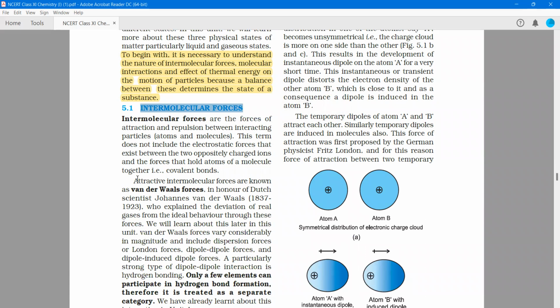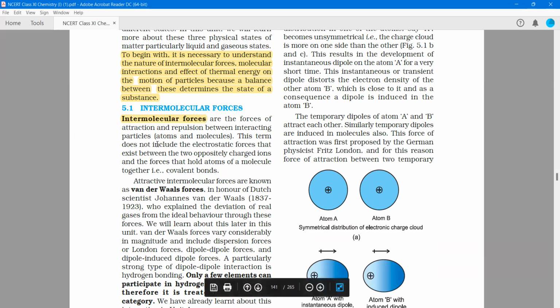It is some force that is acting between the molecules, not inside the molecule, but between two or more than two molecules. So these are the forces of attraction, intermolecular forces. By this term, you cannot exactly state that it is for attraction or repulsion. It can be both. Forces can be both attractive and repulsive at the same time. So intermolecular forces are the forces of attraction and repulsion between the interacting particles, that is atoms or molecules.